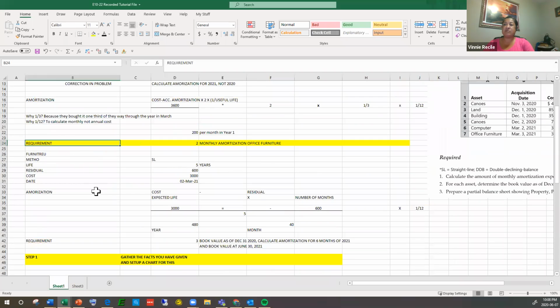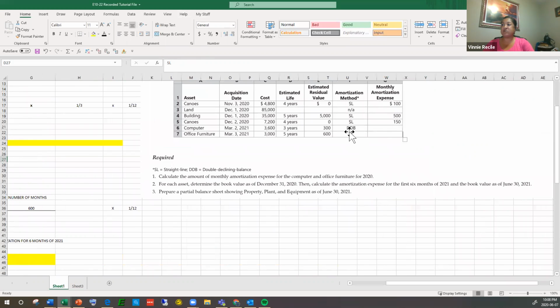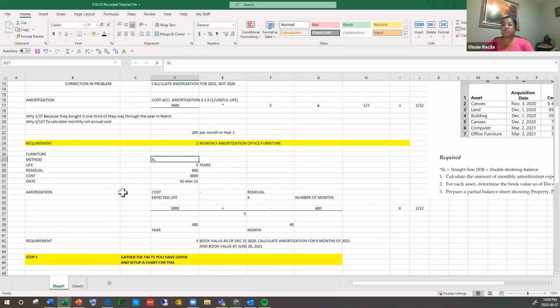Let's look at requirement number 2, which is basically the monthly amortization of the office furniture. Similar here, I spelled furniture wrong, so let's correct that. Furniture. There we go. And method seems to be missing a D. So we've got furniture. The method is straight line depreciation. How do we know that? They've given it to you in the problem, straight line. They've said it's going to last you for 5 years.